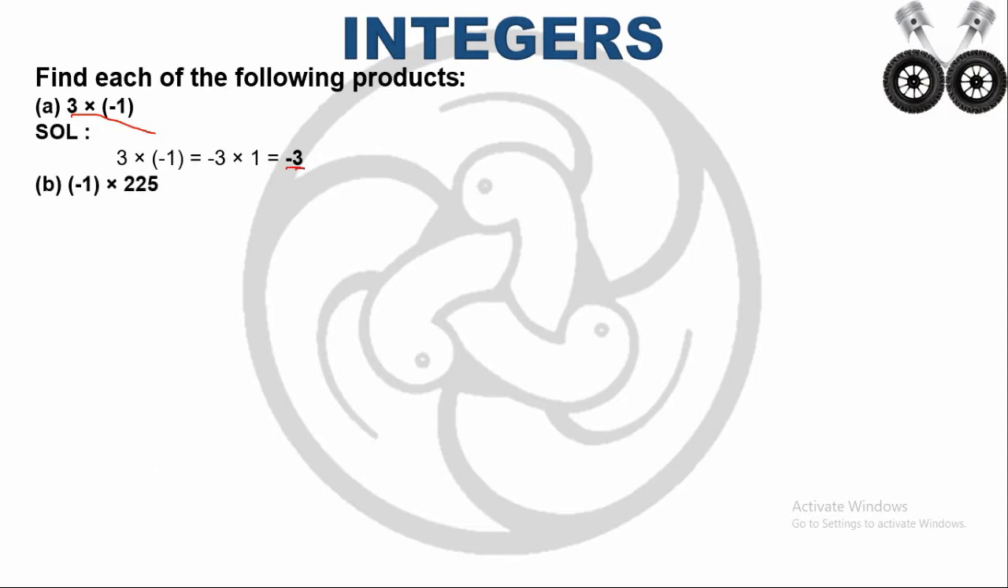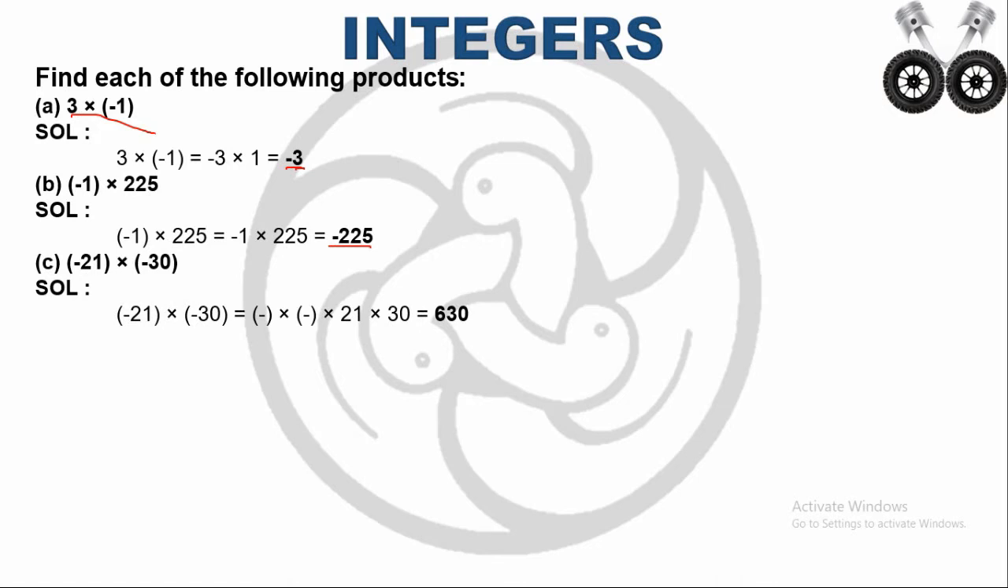Subdivision B, minus 1 into 225. Again the two integers have different signs, so I have to put the negative sign, and any number multiplied with 1 gives the same number. So the answer is minus 225. Subdivision C, minus 21 into minus 30. Again the two integers have the same sign, that is minus into minus, and we get a plus. Then 21 into 30, the product is 630. So the answer is 630.